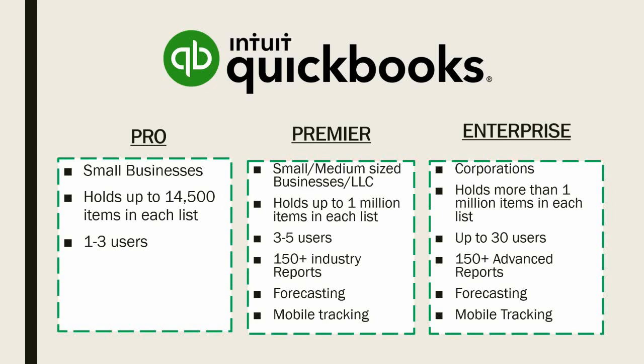And that's what this book is going to teach you, to be in between the small and the very large one. But in this case, it can hold up to 1 million items per list. So that means you could have 1 million customers, 1 million employees, 1 million vendors, and a million transactions involving those people. And this one can allow 3 to 5 users to access the file at one time.